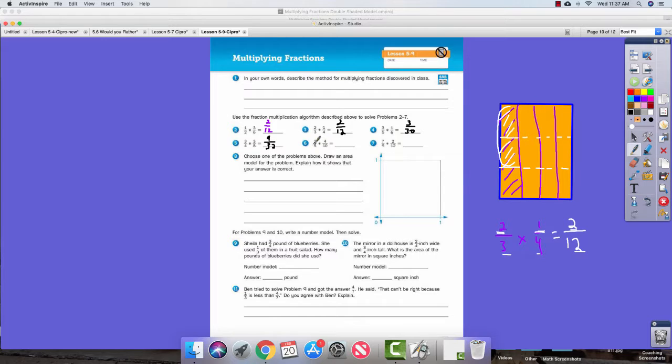2/5 times 4/10. 2 times 4 is 8. 5 times 10 is 50. 8/50. 7/9 times 2/12. Well, 7 times 2 is 14. And then 9 times 12 is 108. So 7/9 times 2/12 is 14/108.